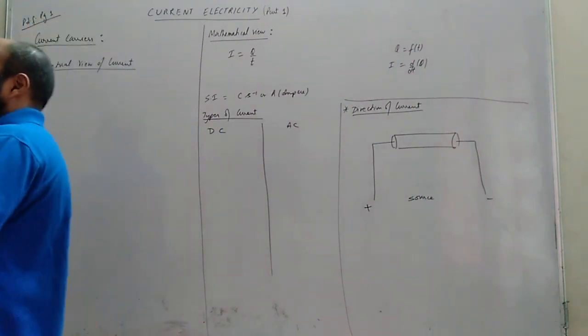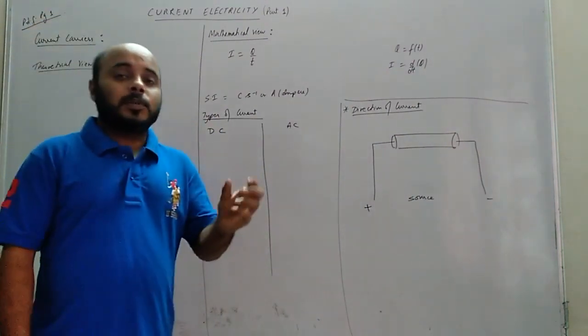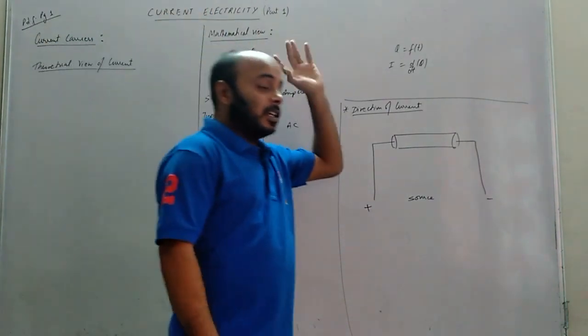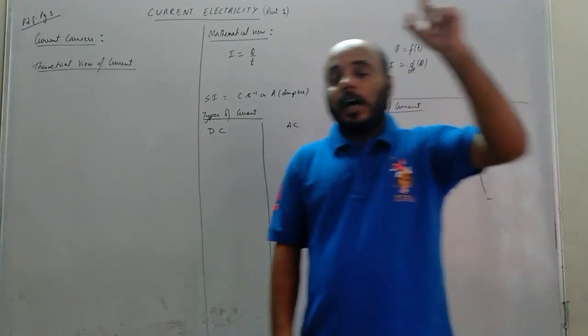Open the PDF which I have given you. The PDF is named Current Electricity Part 1. Chapter 3, Current Electricity Part 1. Open that PDF and go to page number 1.